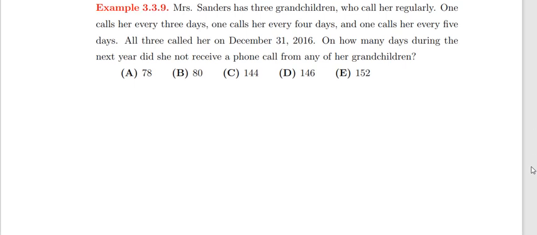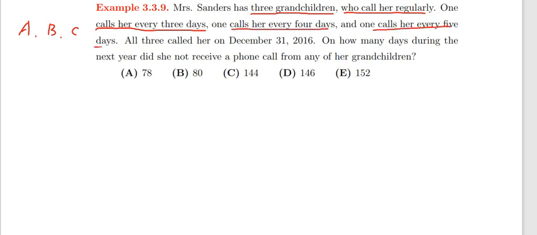Okay, so for this problem, Mrs. Sanders has 3 grandchildren who call her regularly. So we just suppose we have three grandchildren, A, B, C. A calls her every 3 days, B calls her every 4 days, and C calls her every 5 days. So all these three call her on that day.